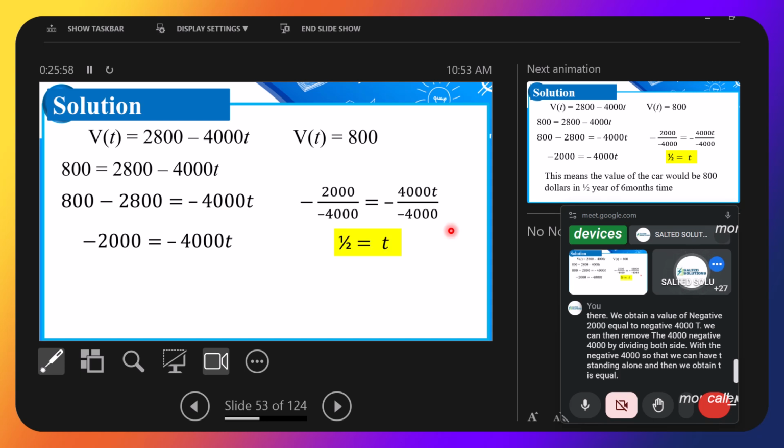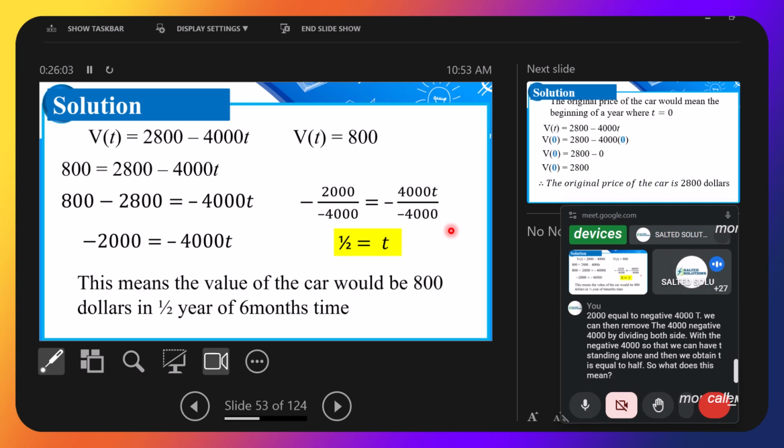So what does this mean? It means that the value of the car would be $800 in half a year or 6 months' time. So that is the meaning of the value we obtained. Okay, so if your answer is different, look out for the differences and do the necessary corrections.